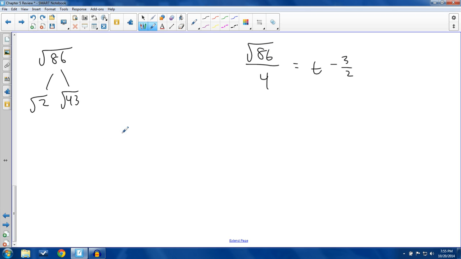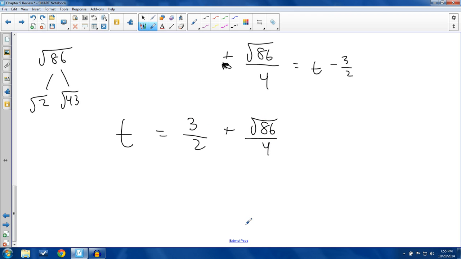So let's add 3 over 2. So if we add 3 over 2, this t equals 3. Oh, by the way, this is plus or minus. Well, it's plus or minus, but we're not going to subtract this, right? We're only going to look at the positive answer. So this will be plus root 86 over 4.